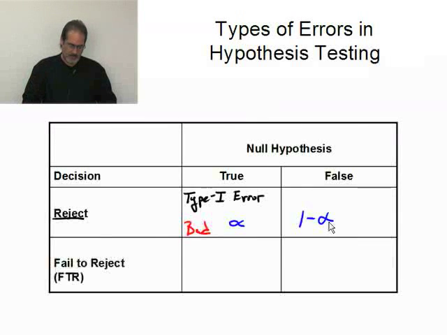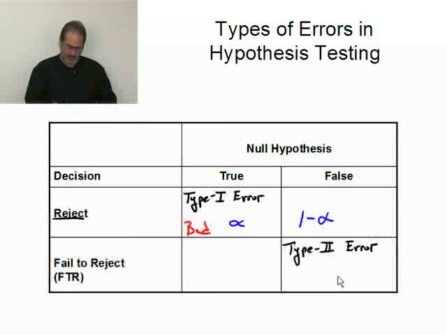Now, the other type of error will occur if you fail to reject the null hypothesis, which is actually false. If the null hypothesis is false, you want to reject it. So if you fail to reject it when it's actually false, that is what we refer to as a type 2 error.